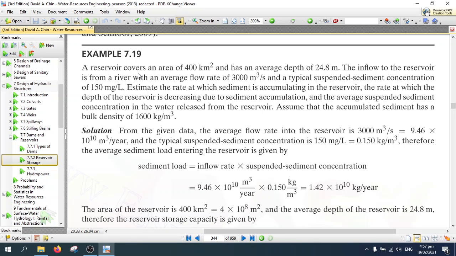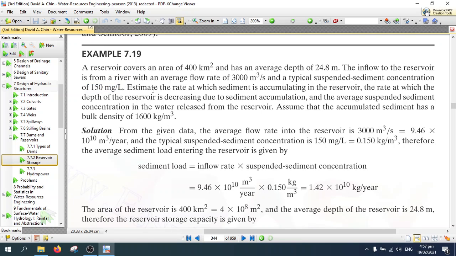Now, note that water that you get into dams will always have a suspended sediment. It always happens. When you're talking about a watershed, watersheds always transport sediments. Now, going back, the concentration of the sediments from the inflow is 150 milligrams per liter.